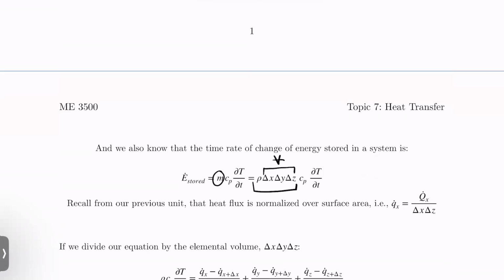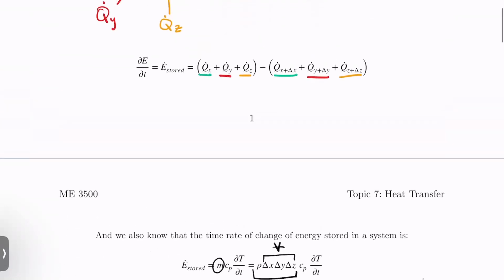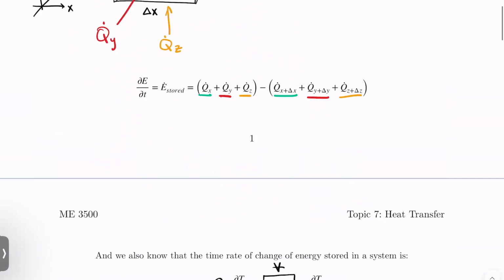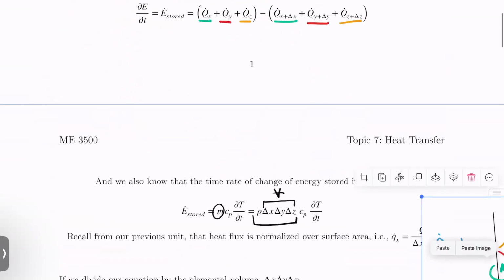If you recall from the very beginning of our review of heat transfer, heat flux is very often normalized over the surface area. So if we want to switch to our little q, lowercase q dot, we're going to divide through by surface area. So for example, our q dot x, to make that a lowercase q, we're going to divide by the surface area, which is delta y delta z.